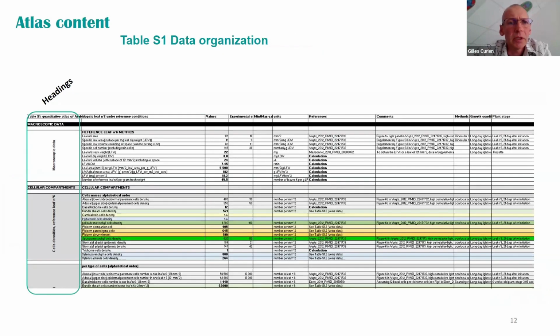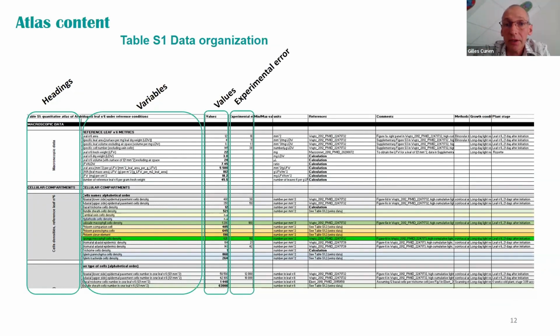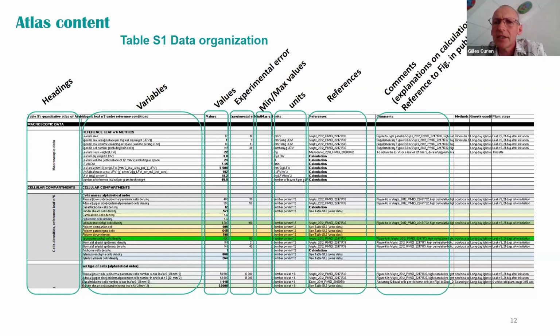Okay, we zoom on this table. So on the left, you have the headings, then you have the variables, the values, experimental error when available in the papers, min-max values, units, references, comments, for example, explanations and calculations, references to figure in publication. So that's very quick. If you read the comment and you see this is figure 6D in this paper, you can check and double check. And it's also a way to see if we make mistakes or not.